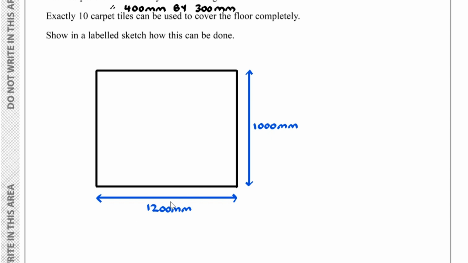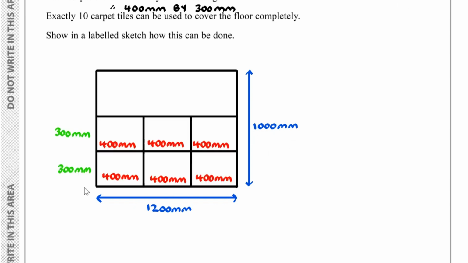Well, here is our floor. 1200 by 1000. So here you can see we've got the 400 fitting across this length here 3 times. So we've got 400, 400 and 400. That makes the 1200. And then I'm stacking this again. So I've got 1, 2, 3, 4, 5, 6 in this arrangement here.